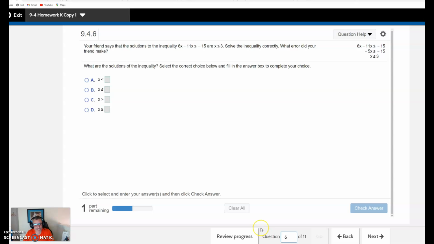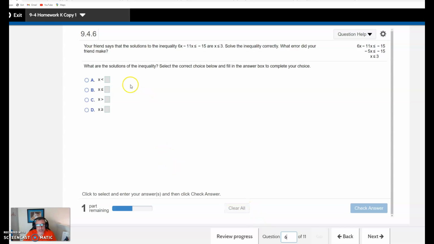All right, this one involves combining like terms, right? That's where I took all the fruit and I said, hey, I have apples here and apples here. I'm going to put all the apples in one pile. And I have some bananas here and some bananas here. I'm going to put all the bananas in one pile. I got some avocados here and some avocados here. I'm going to put them in one pile.